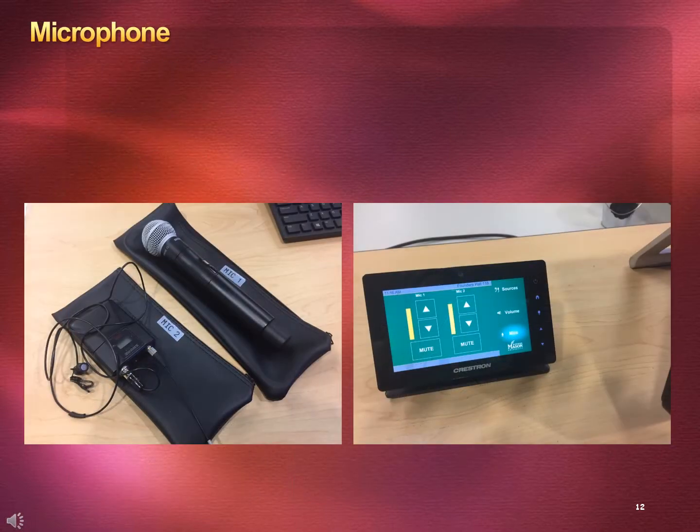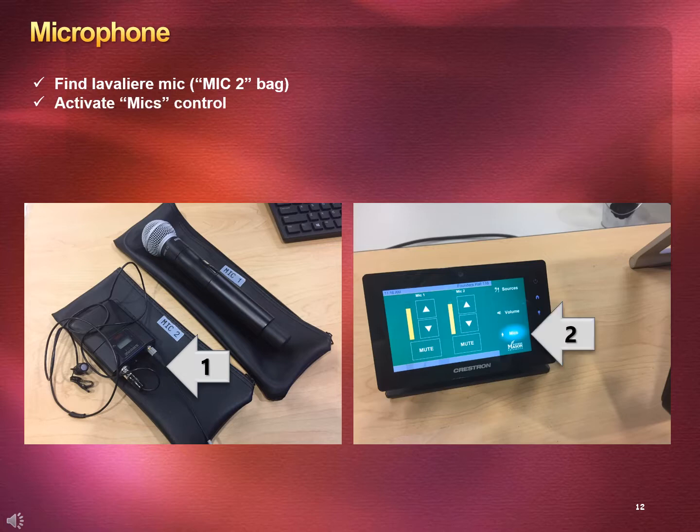An additional classroom setup step is to set up the lavalier microphone. Find lavalier mic bag marked as Mic 2, arrow 1, from wooden drawer below table. Tap mics on Crestron control panel, arrow 2. Place the lavalier mic head clip near the instructor's lower throat. Switch on mic base and test the sound level by speaking normally into the mic. Ask instructor to wear the mic base in a pocket or clip to their belt or waistband.